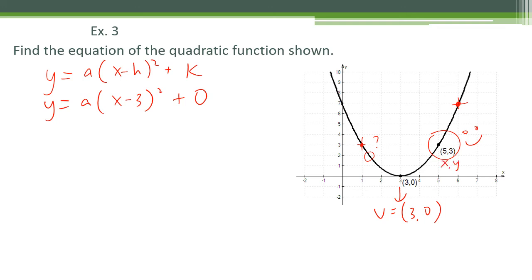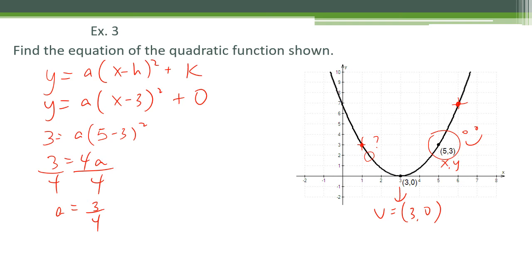Again, there's x, there's y. 3 goes in for y, sorry. 5 goes in for x. Don't have to keep writing the 0. Some quick math, 5 minus 3 is 2. 2 squared is 4. 3 equals 4a. Divide both sides by 4. A equals 3/4.